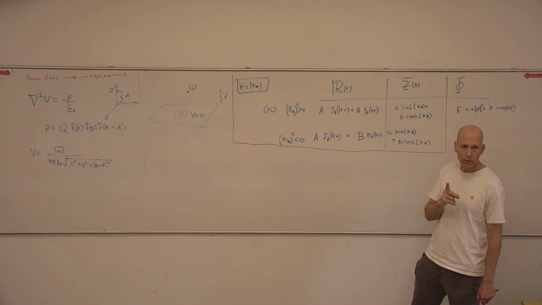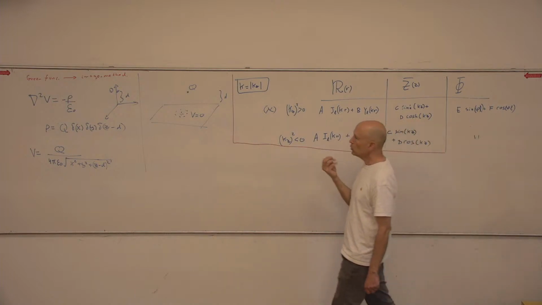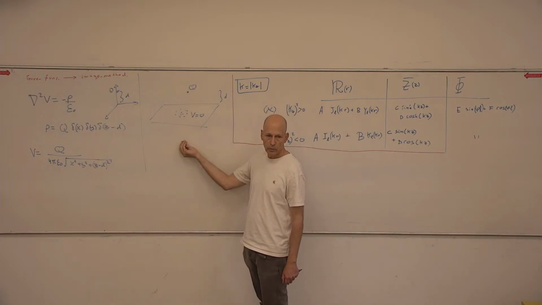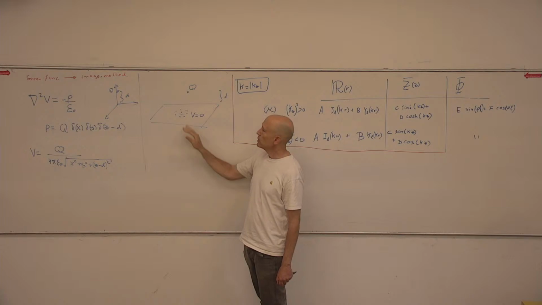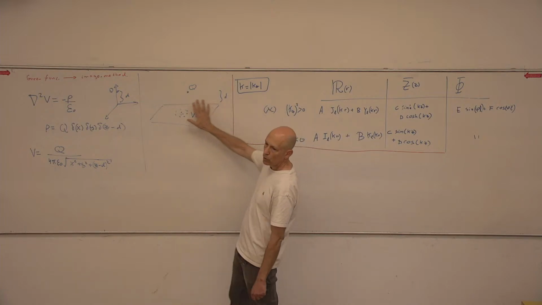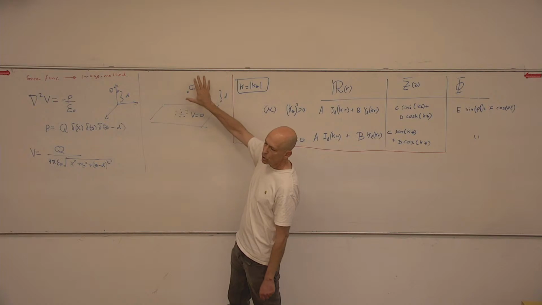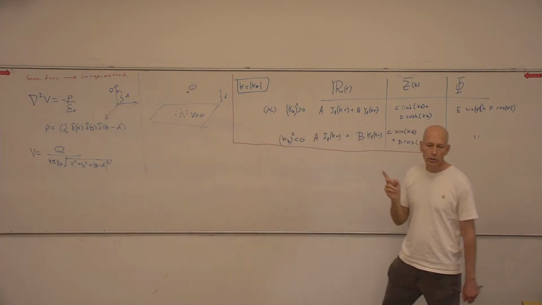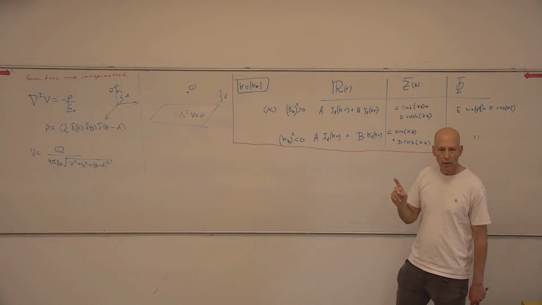What is the image method? What do you do? More charge. You put another charge here, the minus. This will get you V equals 0. And this solves the equation, and because of uniqueness of solution, this is the solution.